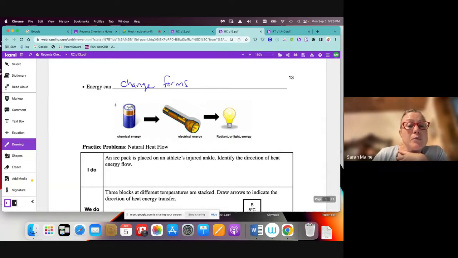A great example here is a battery. Any type of battery represents chemical energy. Now the battery by itself isn't very useful. You put it into a piece of equipment like a flashlight and you hit the on switch for the flashlight, and the chemical energy starts to transform into electrical energy, energy traveling down metal contacts and wires. But it's not the electrical energy we're interested in when we're using a flashlight.